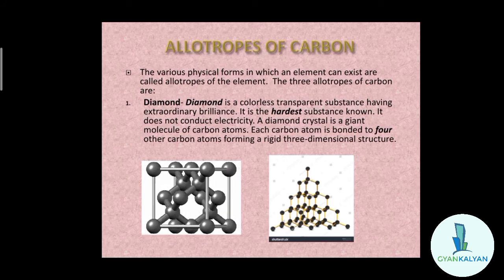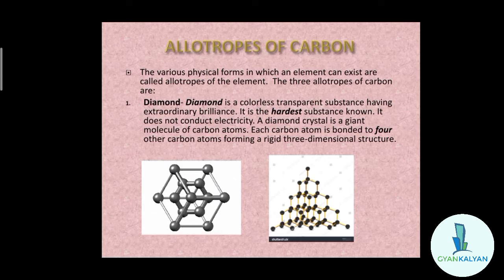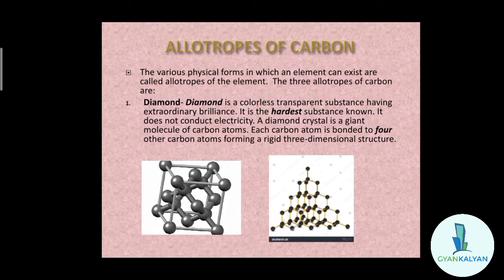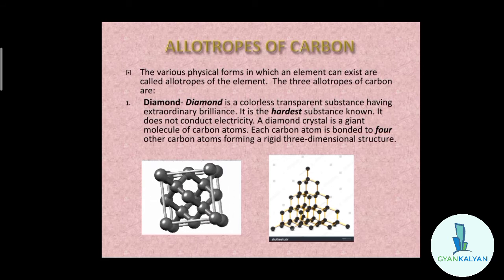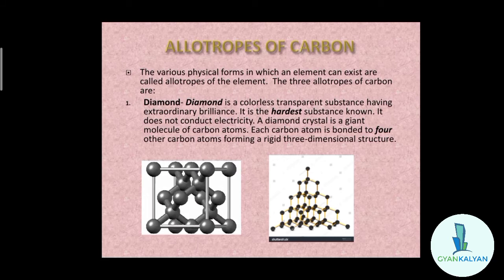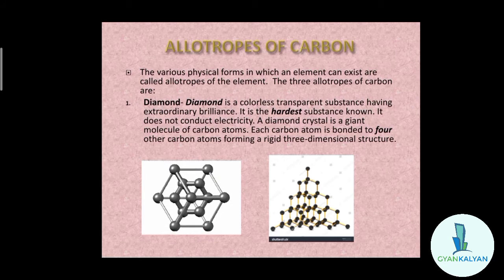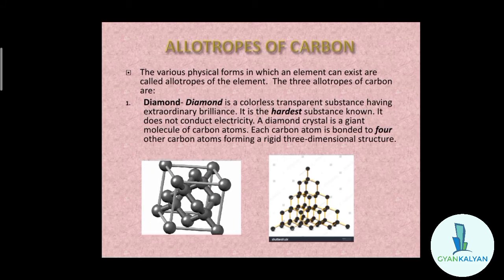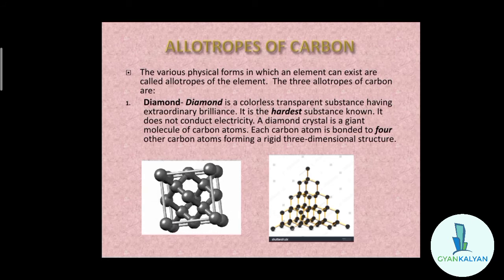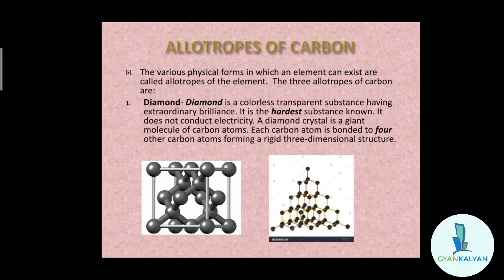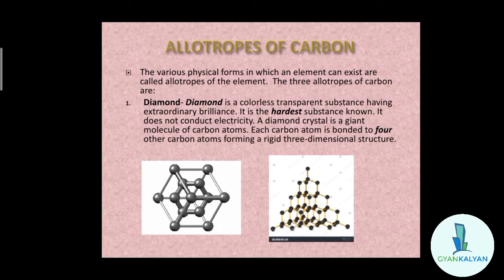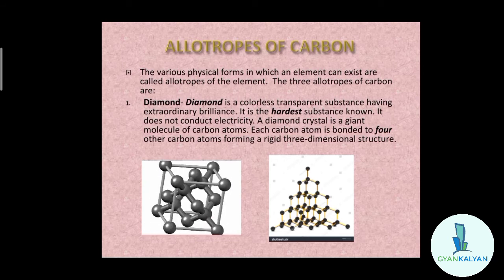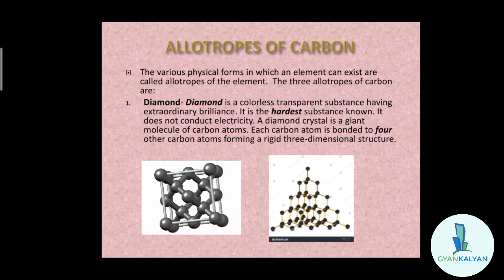A diamond crystal is a giant molecule of carbon atoms. So it is a giant molecule, a very big molecule of giant carbon atoms. Each carbon atom is bonded to 4 other carbon atoms, forming a rigid 3-dimensional structure. So एक carbon atom 4 carbon atoms के साथ bond form करके एक 3-dimensional structure बनाता है. That is the structure of diamond. Okay.